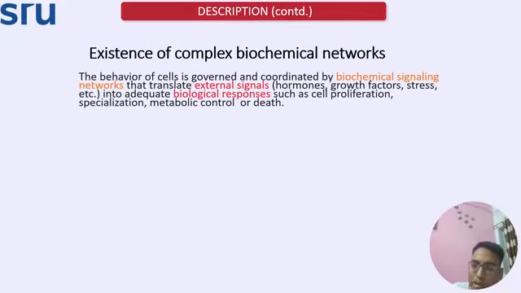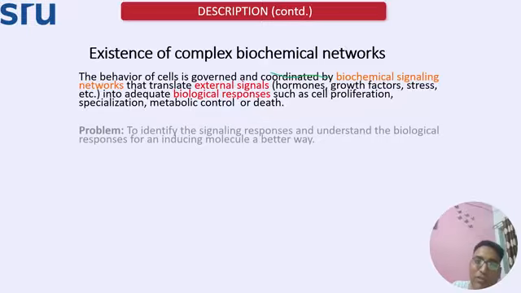To understand that complex biochemical networks always exist in a cell, the behavior of a cell is governed and coordinated by biochemical signaling networks that translate external responses, all the responses coming in, hormones, growth factors, stress, etc., into adequate biological responses, such as cell proliferation, specialization, metabolic control, or death, or the expression control of several different genes, or production of some other key molecules. All of them are governed properly.